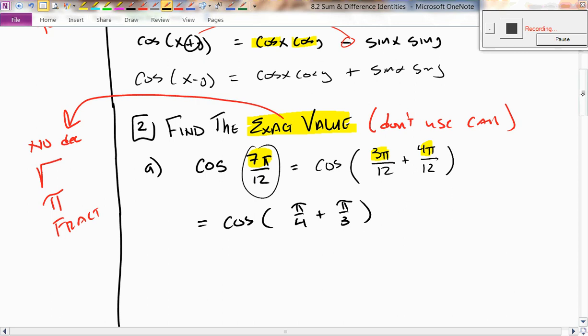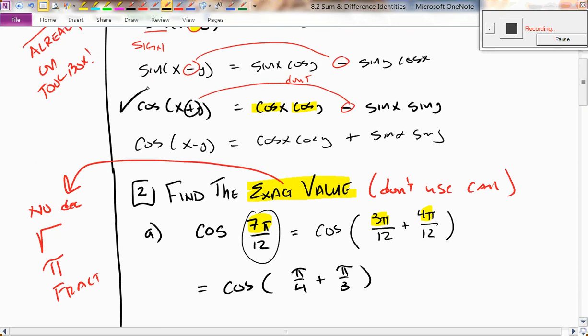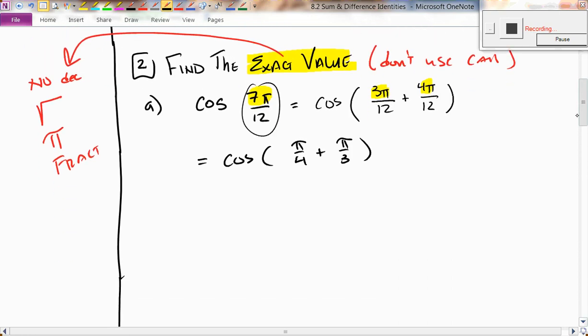Now, we have the cosine of two angles being added together, so we're going to use our sum formula for cosine. We're going to choose to use the cosine of x plus y. Oh, look at that. There's a formula for it, isn't there? That's the one that we're going to use. So this is going to become the cosine of pi over 4 times the cosine of pi over 3, plus or minus, everybody? Minus the sine of pi over 4 times the sine of pi over 3.